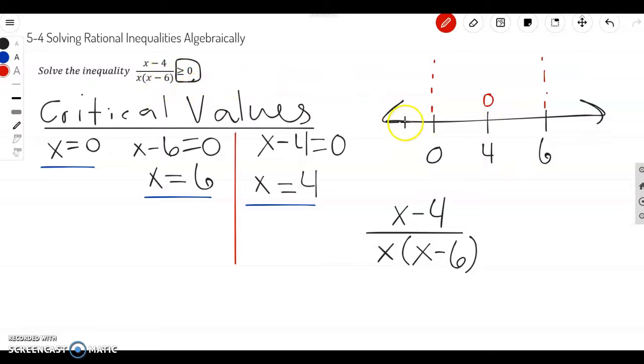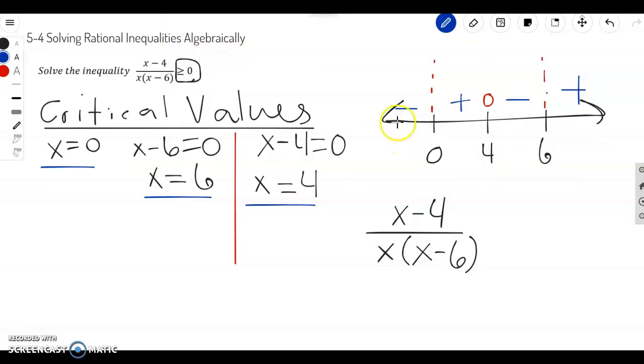Now let's take a value to the left of 0, a negative value, negative 5. If I plug in negative 5, this will be negative, negative, negative. 3 negatives make a negative, so this value is negative. If I take a value here, let's say 2, that would be negative, positive, negative. 2 negatives and a positive make a positive. If I take 5, that would be positive, positive, negative, a negative value. If I take a value over here like 100, this will be a positive value, a positive value, and a positive value. 3 positive values multiplied and divided together will give us a positive.